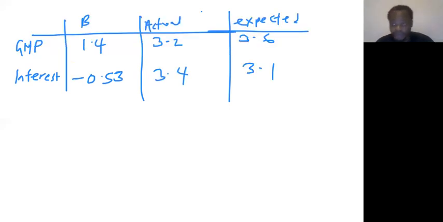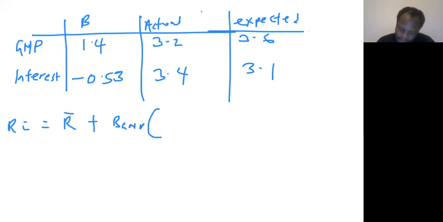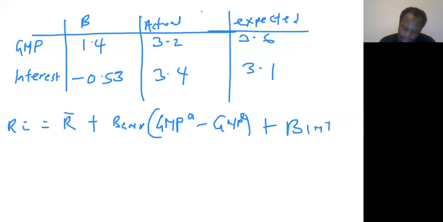Great. So now I'm going to write the general formula for solving this. So the return formula is going to be return on I is equal to R bar plus beta of GNP multiplied by the actual GNP minus the expected GNP, right, plus beta of interest multiplied by interest rate actual minus interest rate expected. Great. So this is the return on the stock.